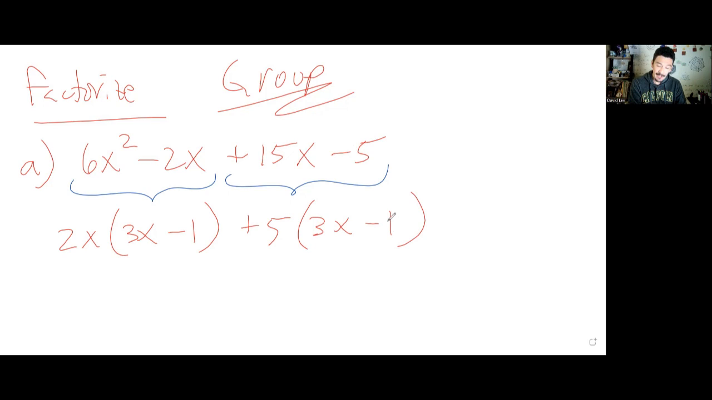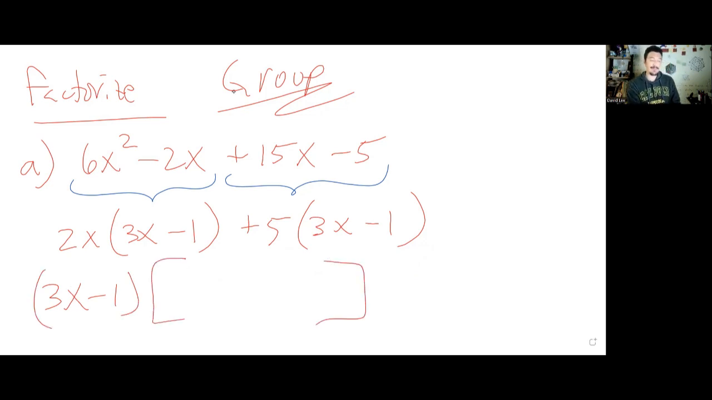Now, the observation, folks, is that the parentheses match. That's how you know that you're on the right track when you're doing group factorization, when you get to the point where the parentheses match. And because the parentheses match, what you want to do is this. Take this 3x minus 1, that repeating block, and take it out to the outside. Let me just throw some brackets in here.